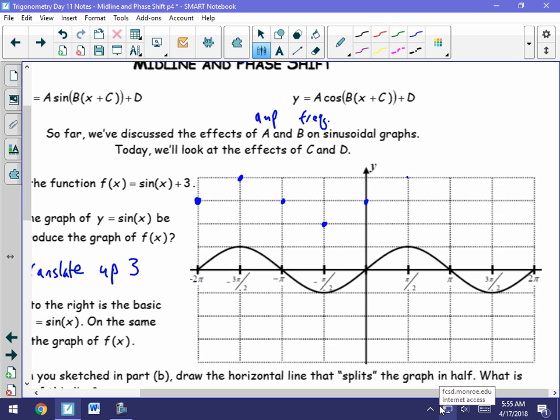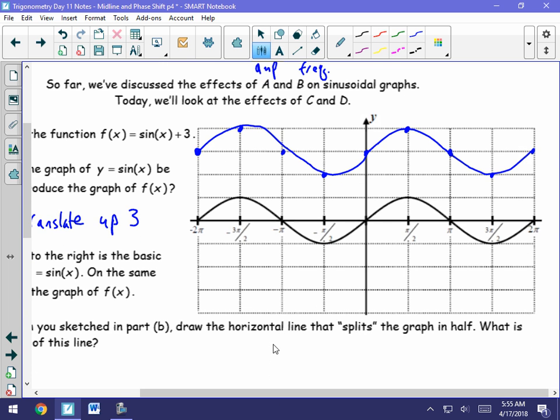Okay, continuing on over here, pulling that one up 3, pulling that one up 3, pulling that one up 3, and then pulling that one up 3. Okay, so all these points got pulled up 3. Now we can connect the dots. There's one curve. And then there's the other curve. Okay.